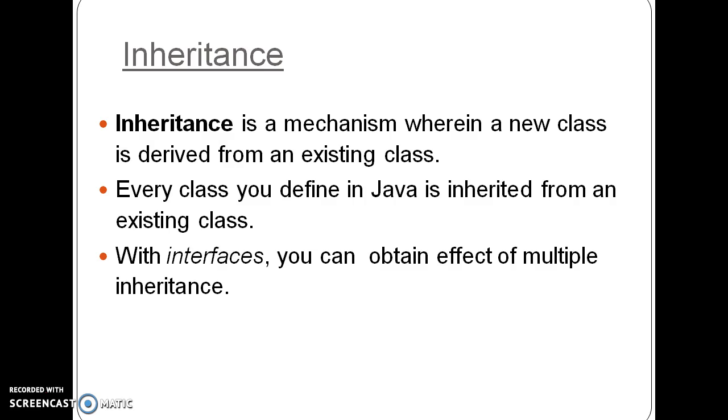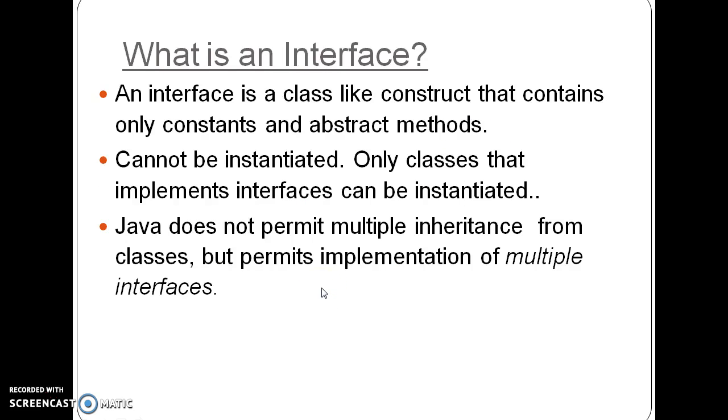What is inheritance? Inheritance is an object-oriented concept in which we can derive new classes from existing classes, so the properties of the base class can be derived to the subclass. Every class you define in Java is inherited from an existing class. Sometimes it is necessary to derive a subclass from several classes, thus inheriting their data and methods. As we all know, in Java we can have only one parent class, but with interfaces you can obtain the effect of multiple inheritance.